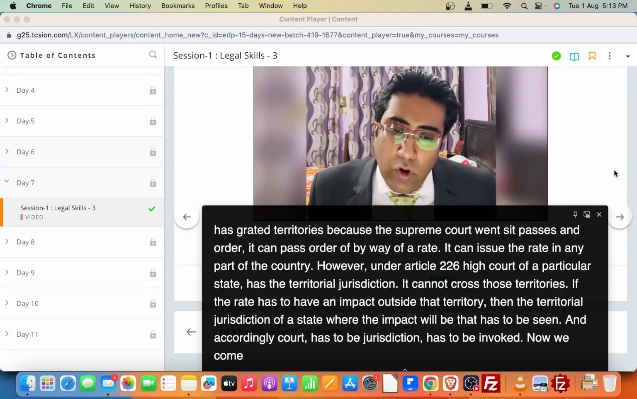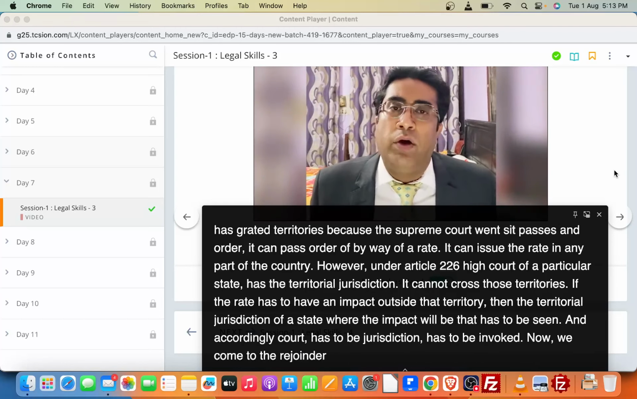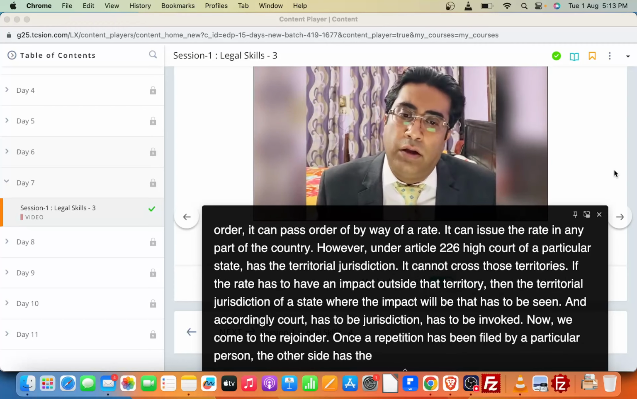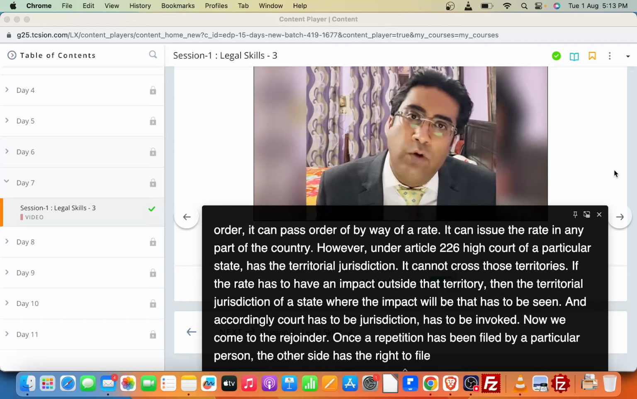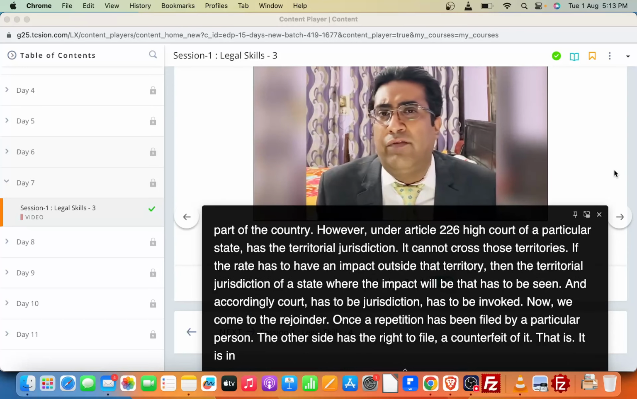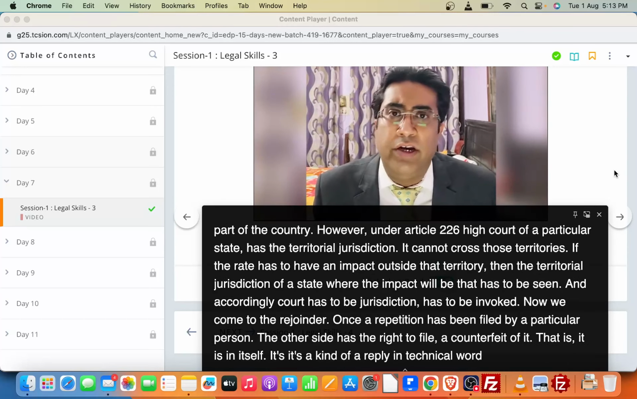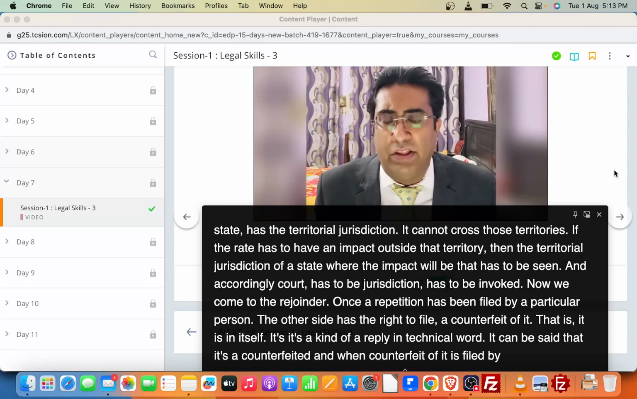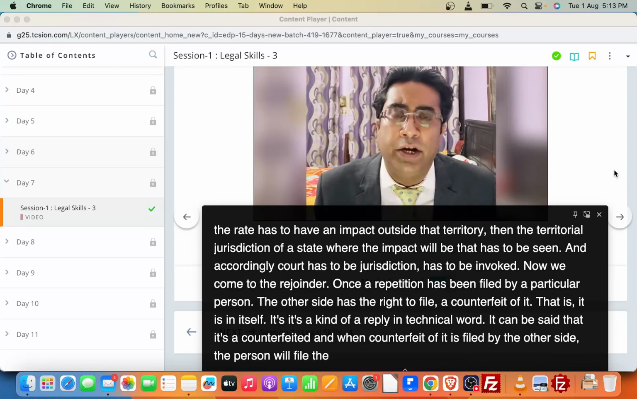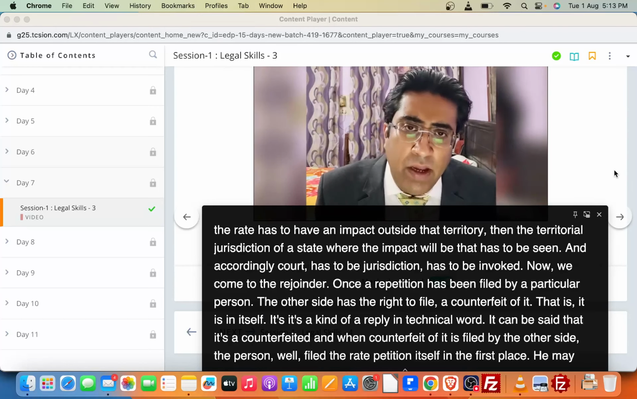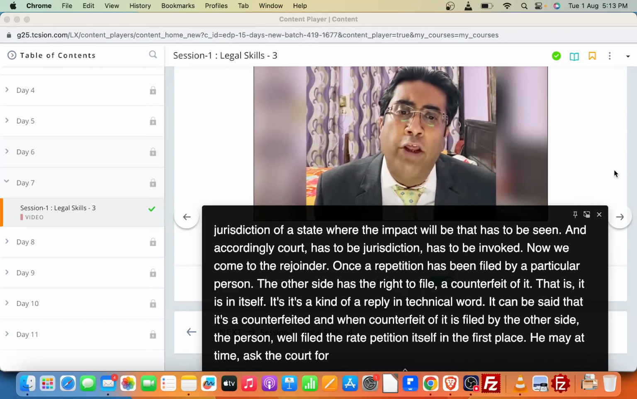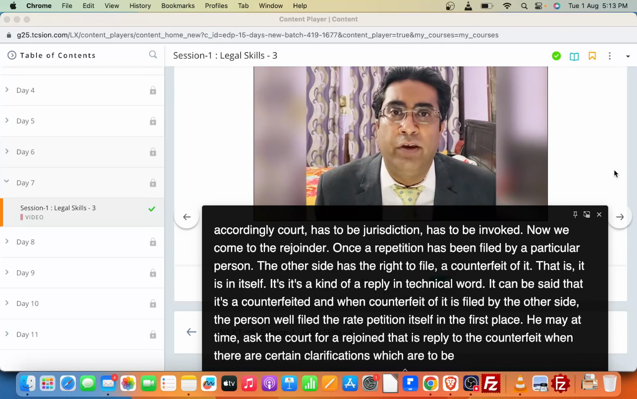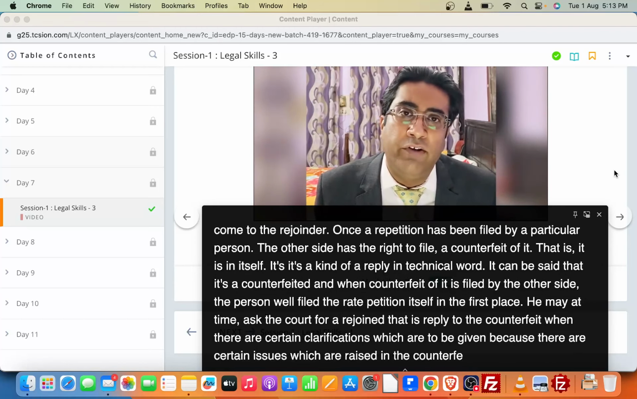Now we come to the rejoinder. Once a writ petition has been filed by a particular person, the other side has the right to file a counter affidavit. It is in itself a kind of reply. In technical words, it is a counter affidavit. And when a counter affidavit is filed by the other side, the person who has filed the writ petition in the first place may at times ask the court for a rejoinder, that is, a reply to the counter affidavit, when there are certain clarifications to be given, because there are certain issues raised in the counter affidavit which need reply.